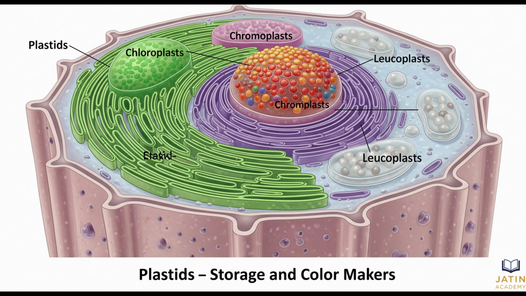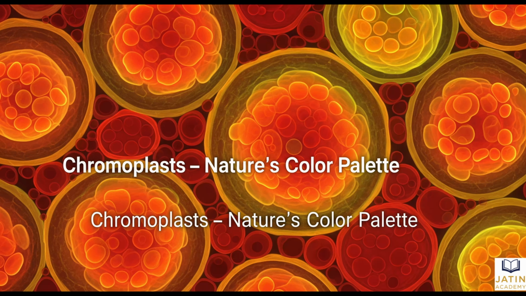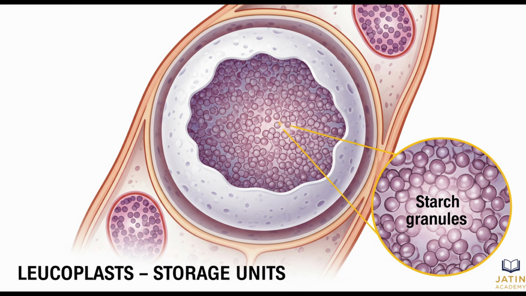These plastids come in different types. Chloroplasts. These are green in color and help with photosynthesis. They trap sunlight and use it to prepare food for the plant. Chromoplasts. They contain color pigments like red, yellow, and orange. They are the reason flowers and fruits have such bright colors. Leucoplasts. These are white or colorless, and they help store things like starch, oils, or fats.